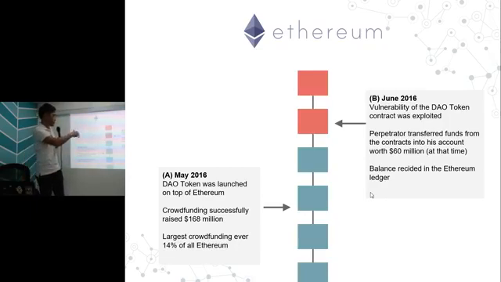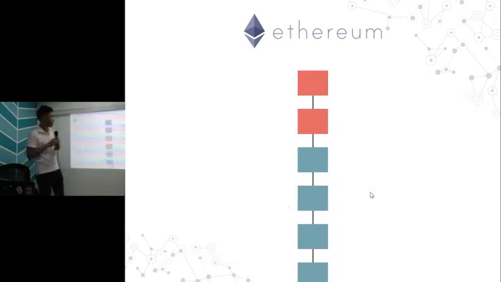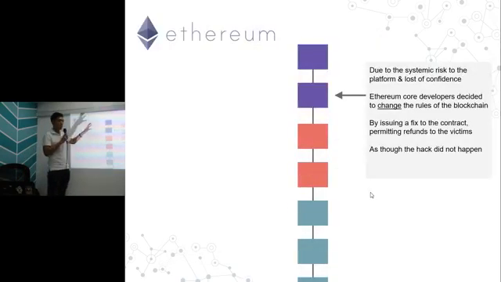So the balance resided on the ledger of Ethereum, and so it is a problem, right? So much money got stolen, and it is going to be a systemic risk to the whole economy here, and there's going to be a loss of confidence in the Ethereum network. So the core developers, the people who created Ethereum, decided to change the rule a little bit. But the problem is that when they change the rule, they have to create a hard fork. So the rule change permits the victims to get a refund, to return the money back to the victims of the hack. So it's as though the hack did not happen.